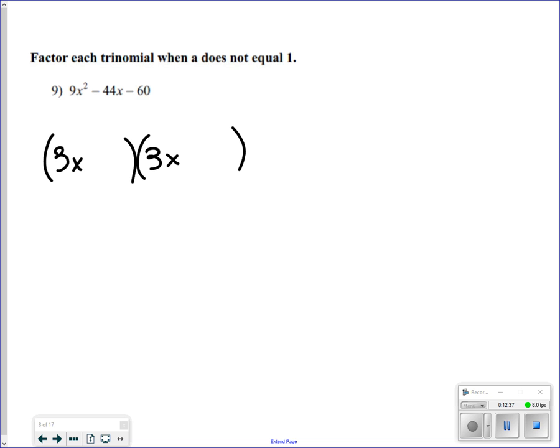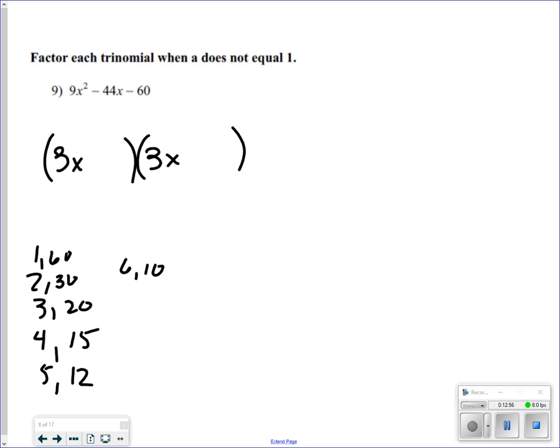And then 60, there's a lot of different ways to get 60. So I'm going to write those down. 1 and 60, 2 and 30, 3 and 20, 4 times 15, 5 times 12, 6 times 10. So again, lots of different ways here that I can try to get 60, and I'm not liking any of those as I'm going through these. So I'm going to go back and guess 9 instead.